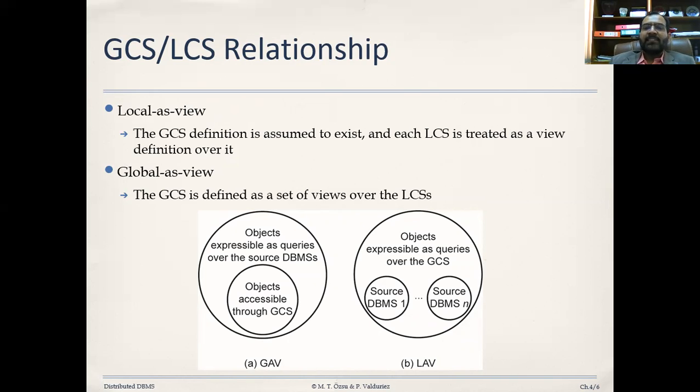The objects are expressible as queries over the GCS. So whatever objects are defined in the given database are expressible. It means you can access them, you can run an application which can use this.